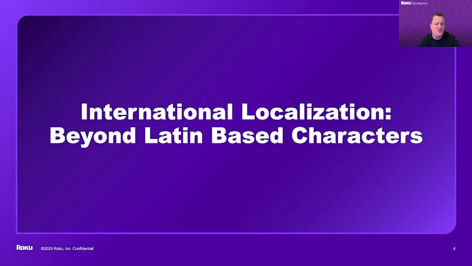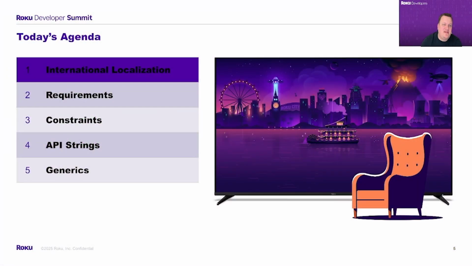So, international localization beyond Latin-based characters. What does that all entail? Today's agenda, we're going to be going over what the requirements are for this, what constraints you have, what things work, what things don't work, as well as how to fetch these translated strings from the API, as well as the generic strings that you'll need for your app to work.